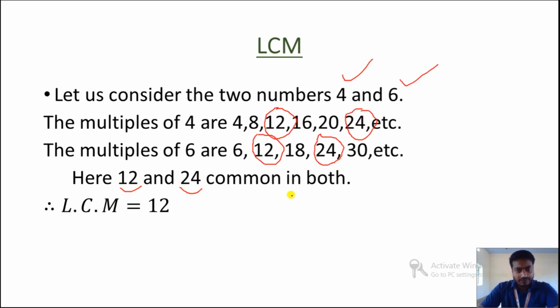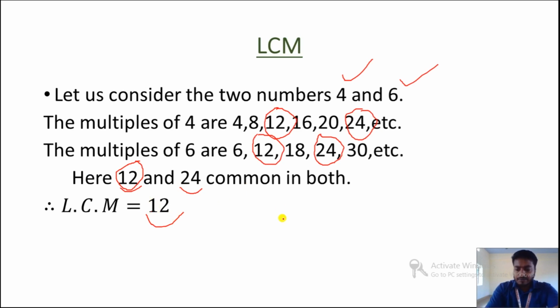But for the LCM we have to take the least multiple. 12 is the smallest number if we compare it with 24, so this will be the LCM. You can see the LCM is equal to 12. So this is how we find the LCM. Clear now?